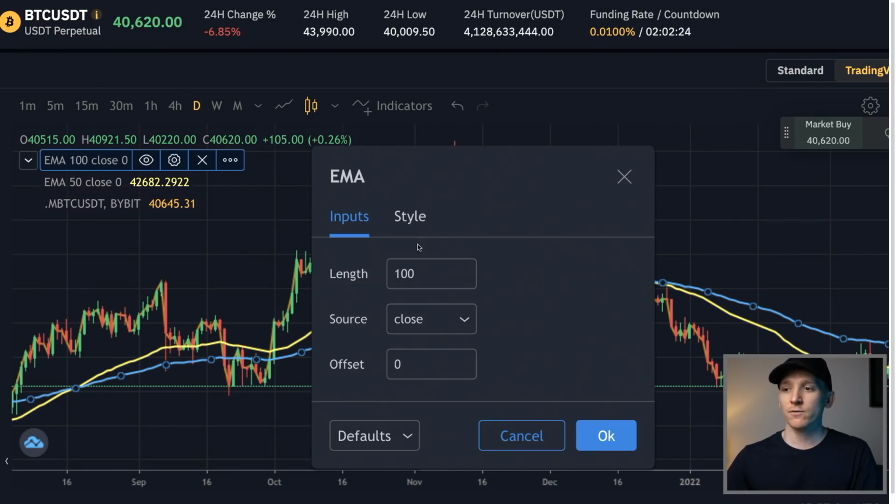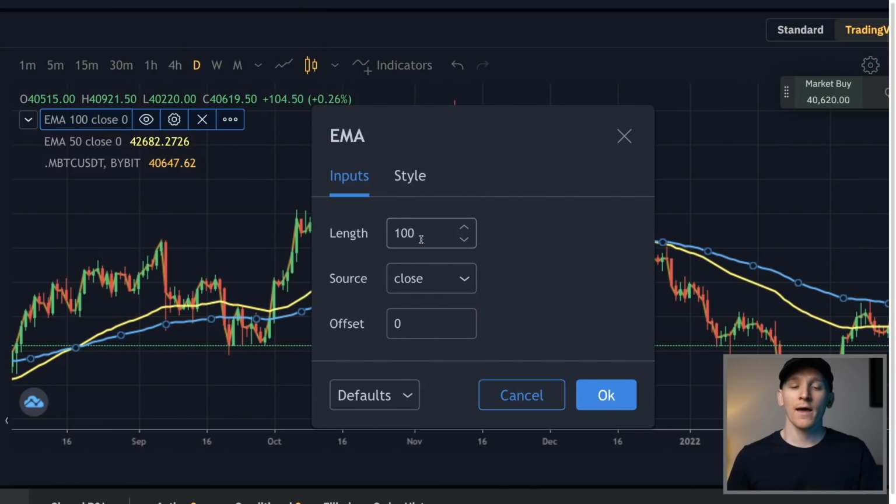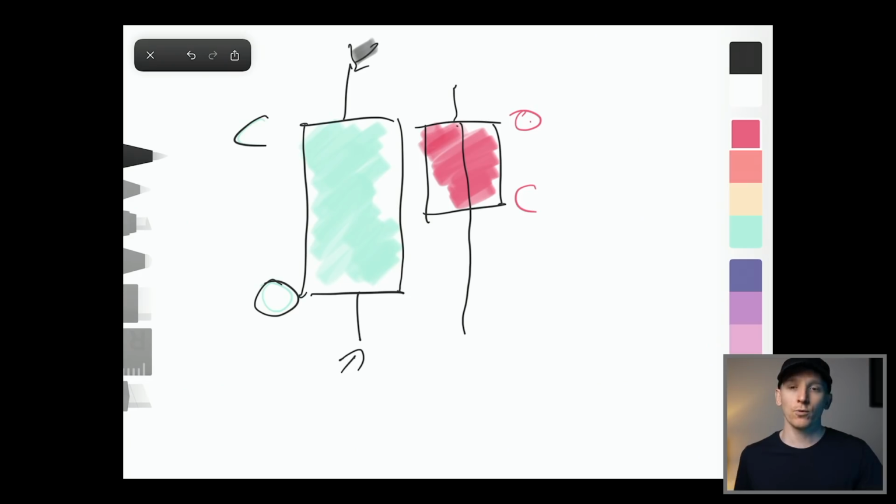But we obviously have to change this. So you can come to settings right here, and then the length is really important. How many periods do you want that moving average to actually show you? Now, what's really important to know is that if we take a 20 period moving average, that means we're looking at the last 20 periods. This is known as short term.